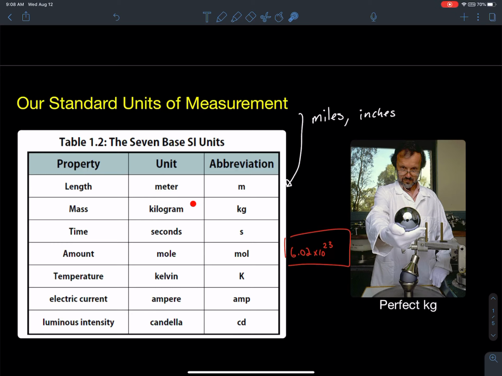Instead of pounds, we found a better system that can be designed universally using the density of materials, or now they've even changed the definition. It's related to Planck's constant. But here you have a picture of a scientist who has developed the perfect kilogram, based on the density of a material. Notice that he's wearing gloves.